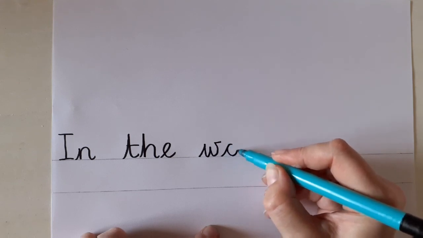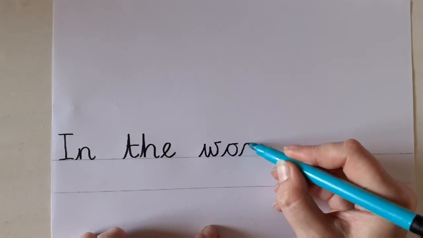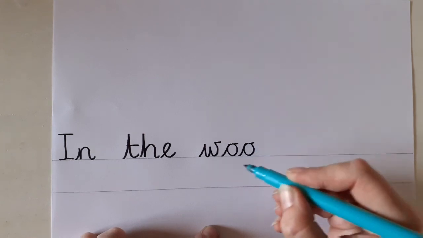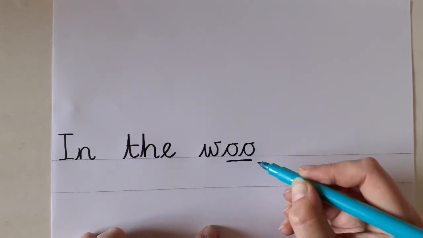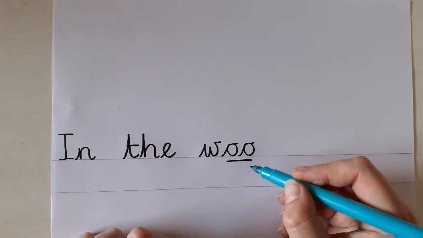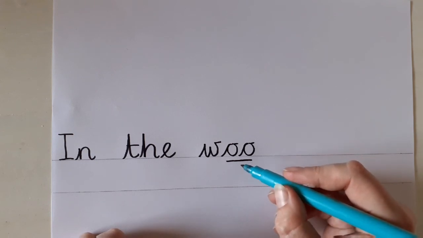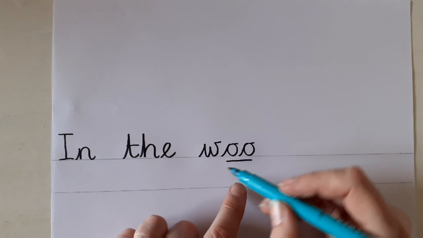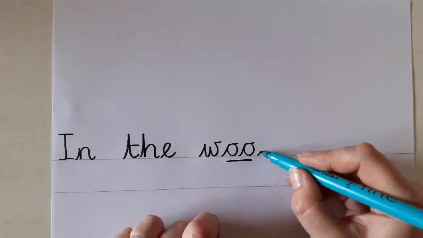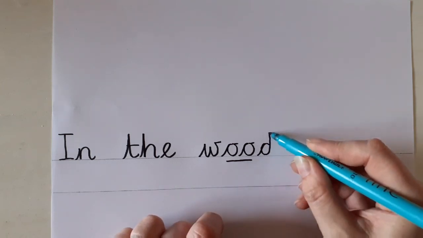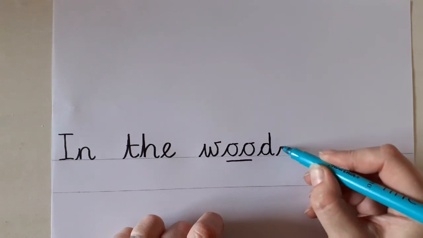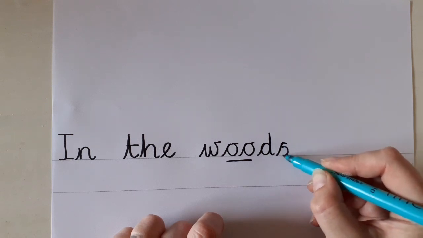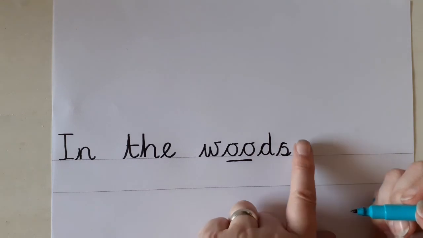An o and an o. When you have an o and an o together, sometimes it says ooh, and sometimes it says ooh, like in book or look or wood. So in the wood, and we call it the woods. So it has an s on the end. In the woods. Finger space I.